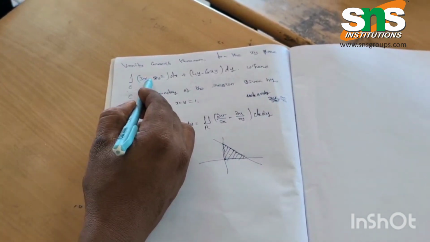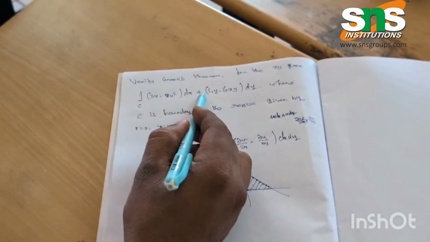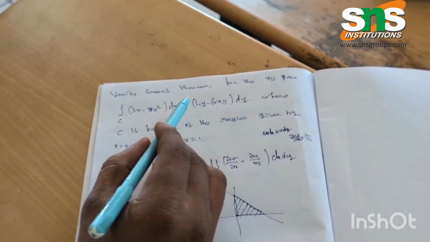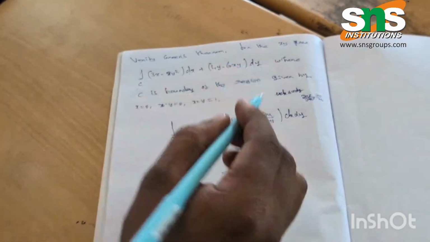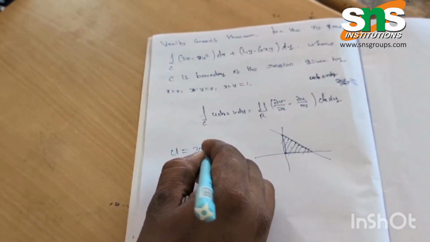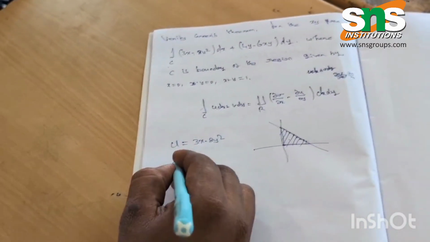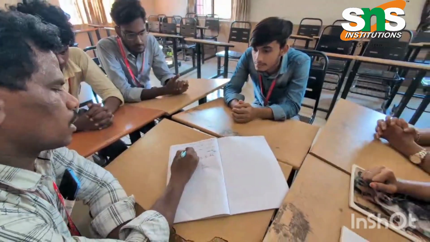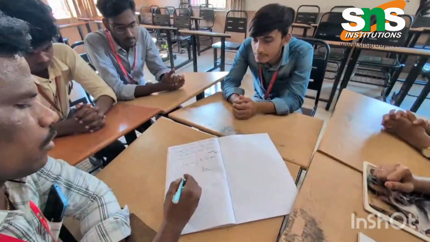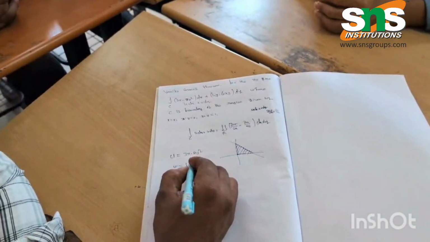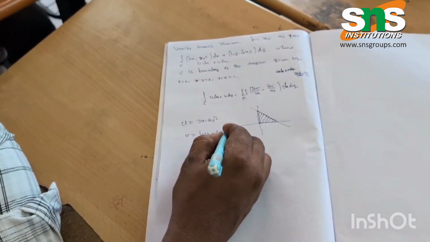Integral over C of (3x minus 8y squared) dx plus (4y minus 6xy) dy. First we find the values of u and v. Given u equals 3x minus 8y squared and v equals 4y minus 6xy, since it is u dx plus v dy.